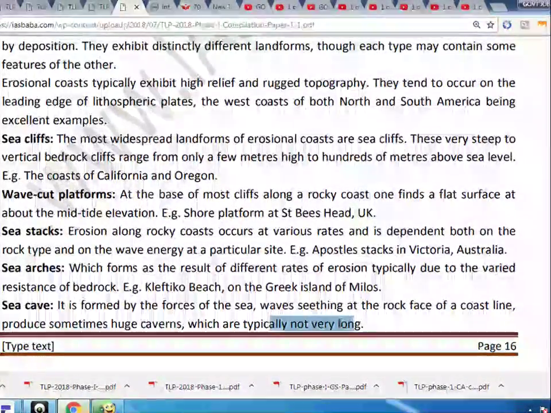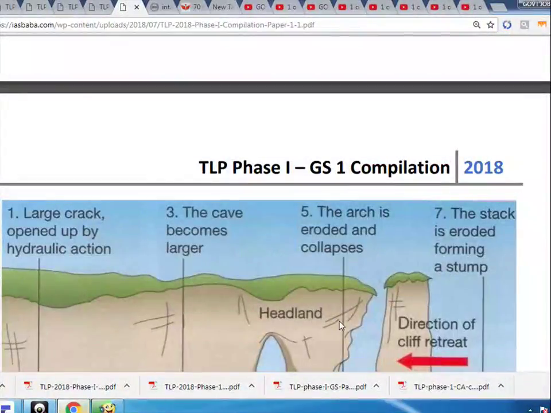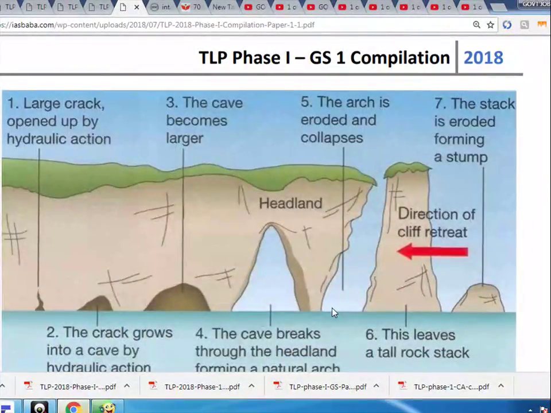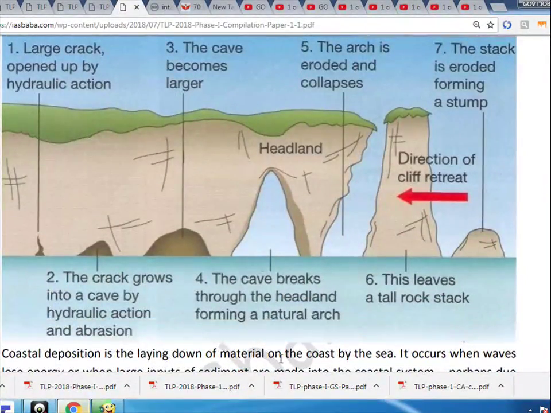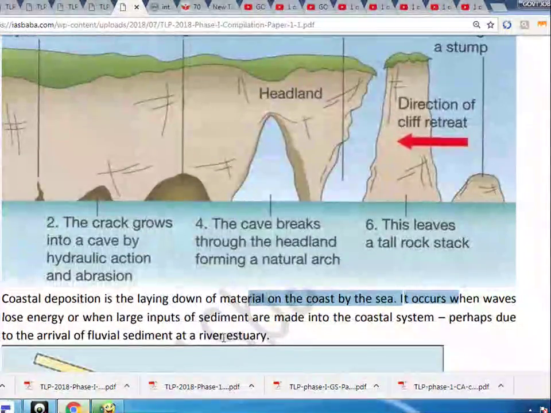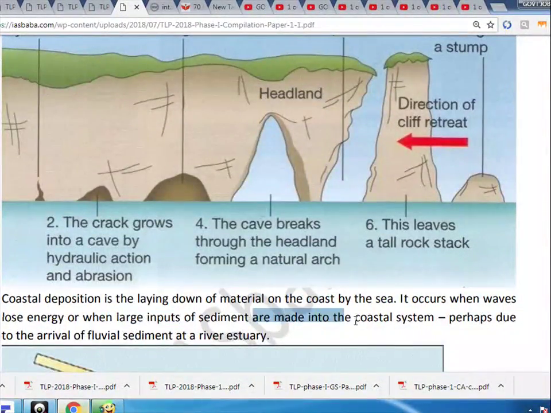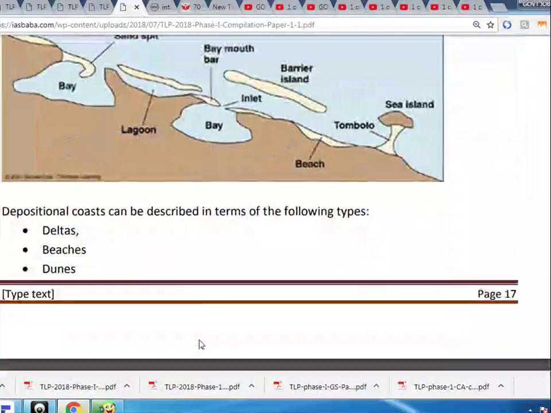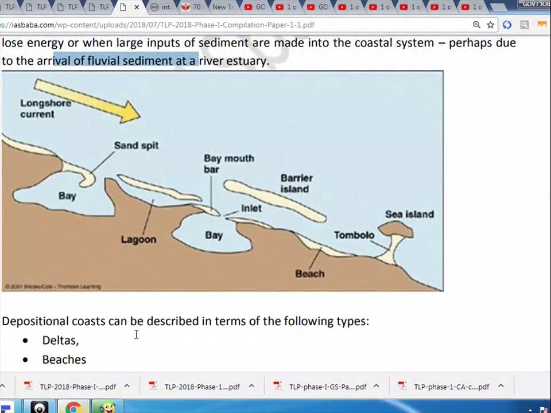TLP Phase I, GS1 Compilation 2018, Page 17. Coastal deposition is the laying down of material on a coast by the sea. It occurs when waves lose energy or when large inputs of sediment are made into the coastal system, perhaps due to the arrival of fluvial sediment at a river estuary. Depositional coasts can be described in terms of the following types: deltas, beaches, dunes.